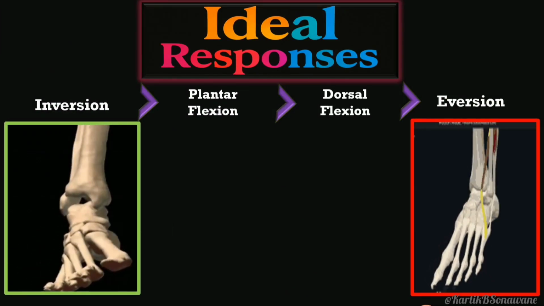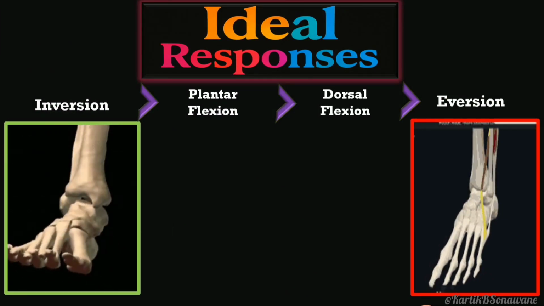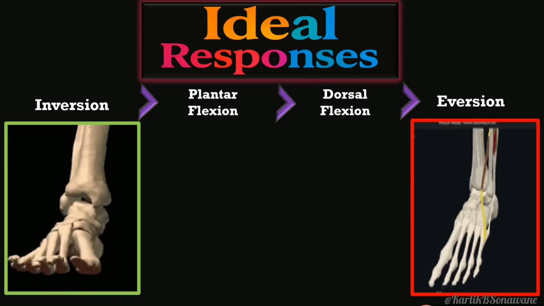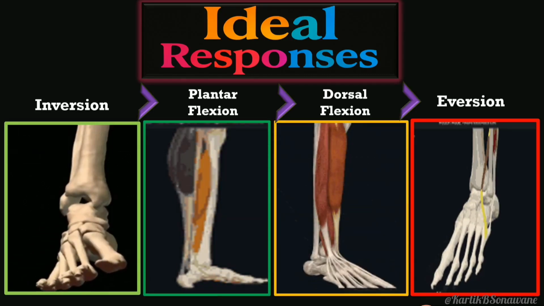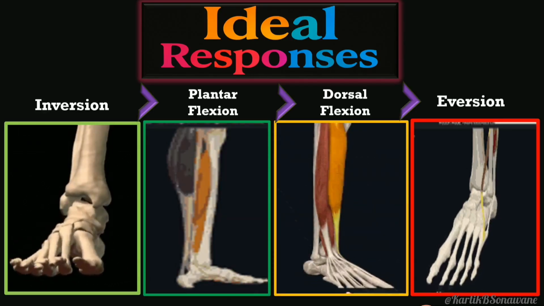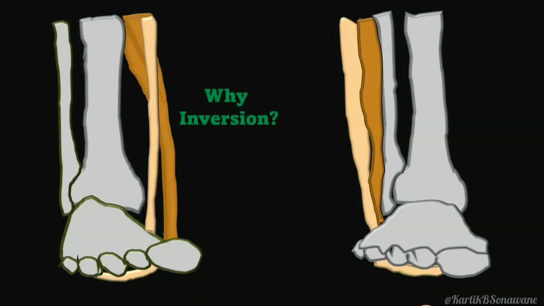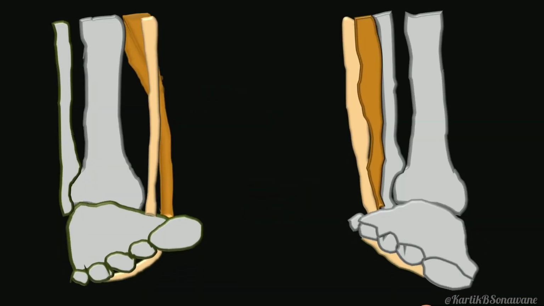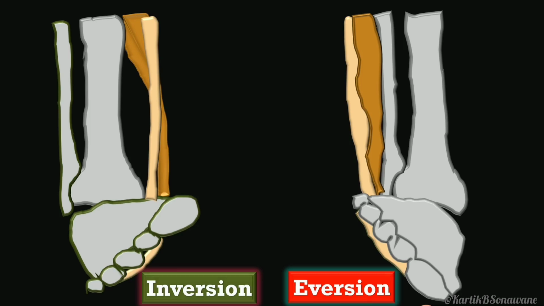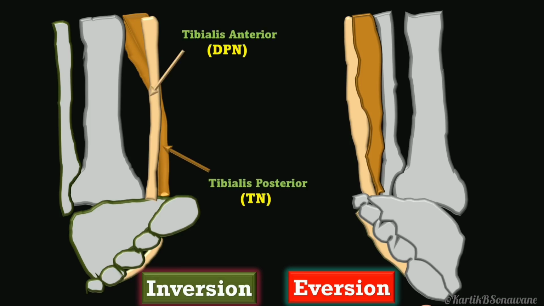So what is the ideal evoked motor response? Inversion of the foot is considered the most preferred response, followed by plantar flexion, which is the next preferred response. But why inversion? Inversion is produced by the two muscles, tibialis anterior, which lies anterior to the medial malleolus and is supplied by the deep peroneal nerve, and tibialis posterior, which lies posterior to the medial malleolus, supplied by the tibial nerve. Thus, inversion confirms stimulation of both tibial nerve and common peroneal nerve components.